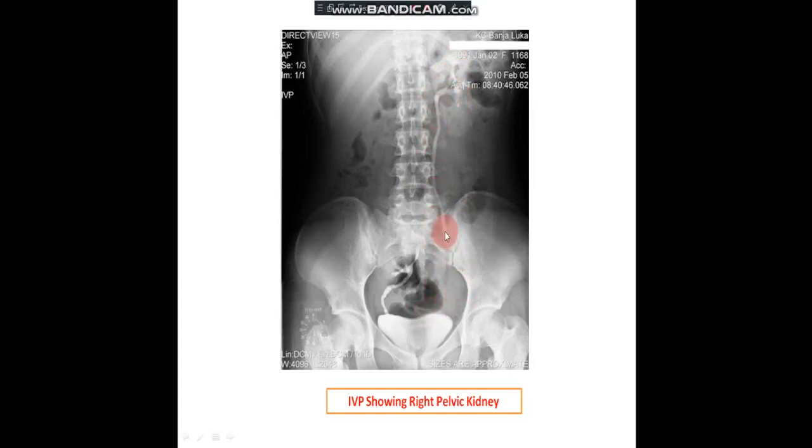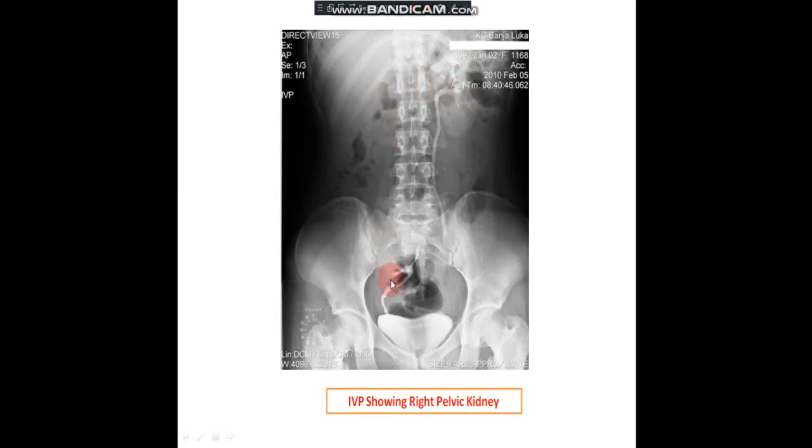Here, if we follow from below, we will see the urinary bladder. The dye is present in the urinary bladder, and on the left side we can see the ureter extending upwards, and we have the pelvic-ureteric junction. Then we have the pelvis. Then we can see the calyces, the major and the minor calyces, and this is the normal location of the left kidney. But on the right side we cannot see the right kidney.